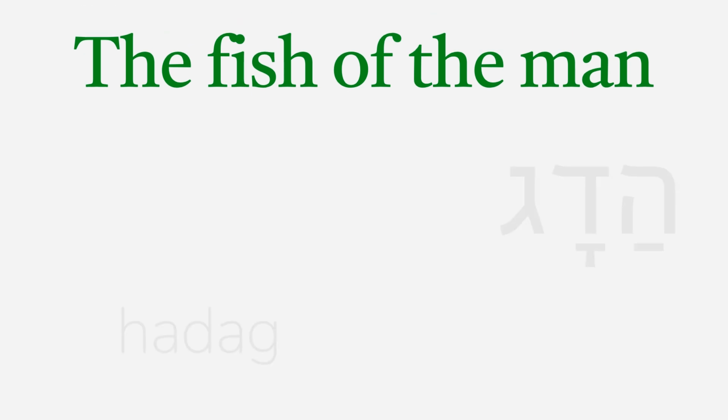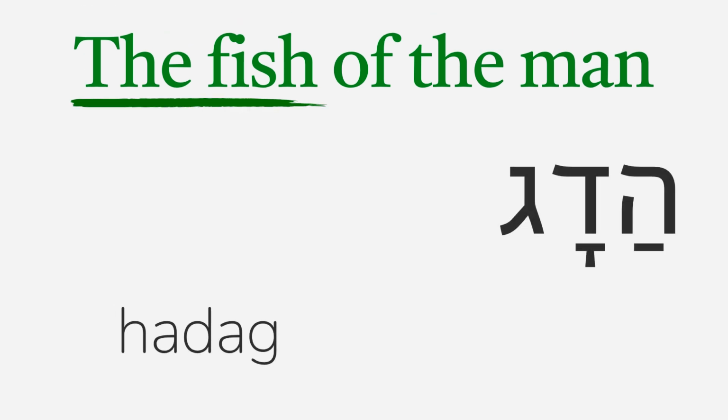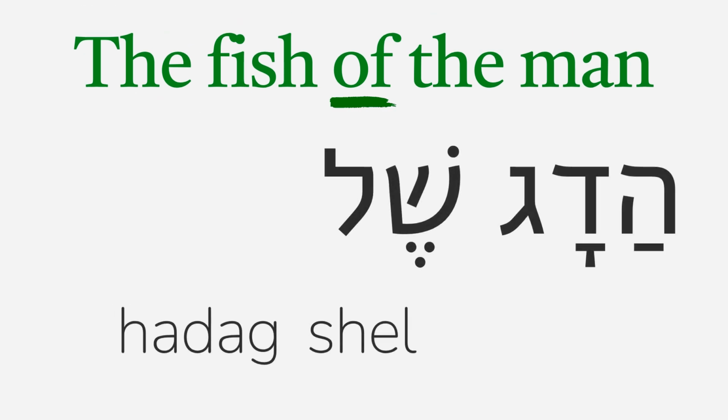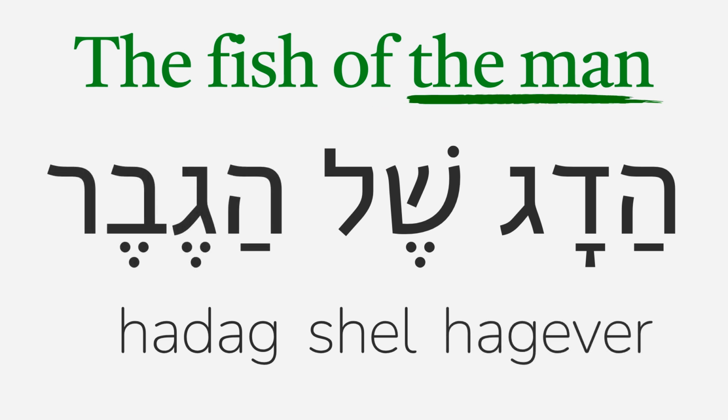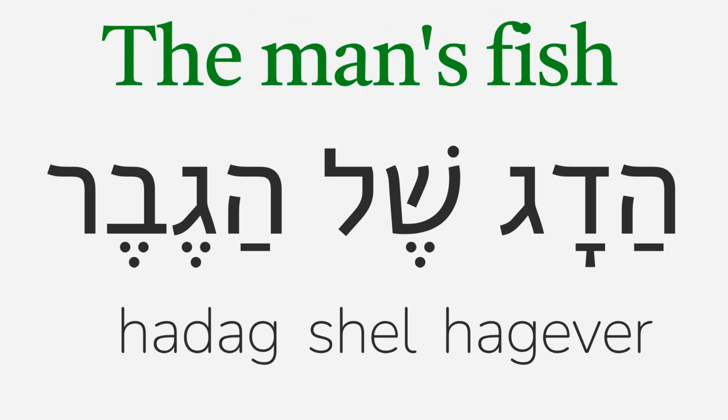We also learned the preposition shel, which means of. To say the fish of the man, we say hadag, the fish, shel, of, hagever, the man. Hadag shel hagever, the fish of the man. Hadag shel hagever can also be translated as the man's fish.